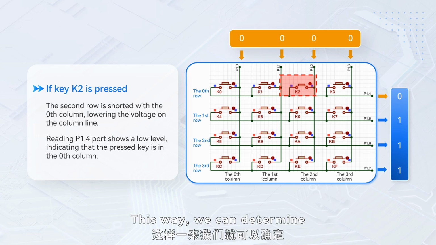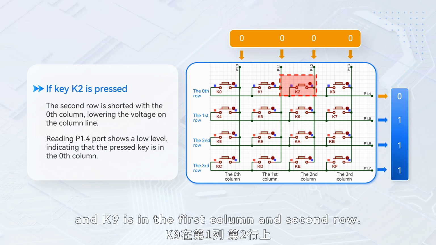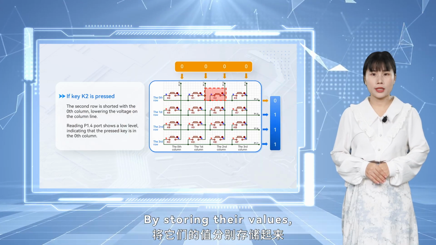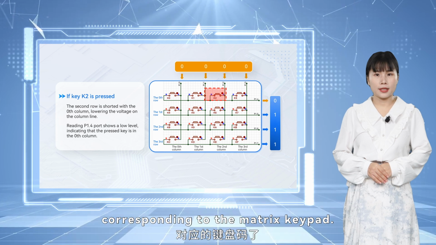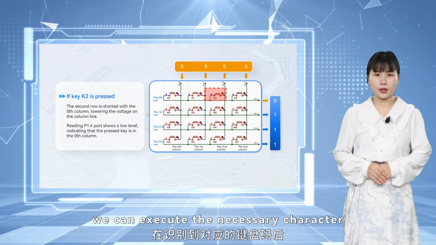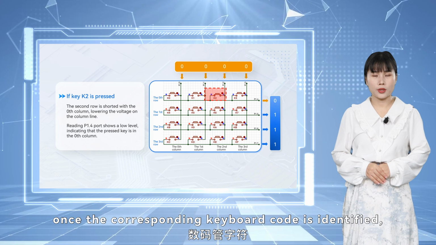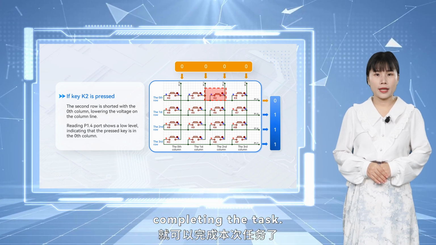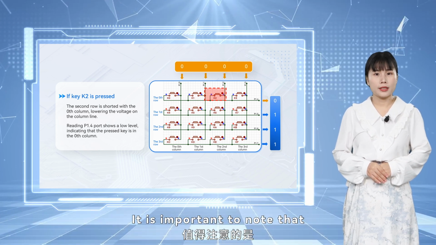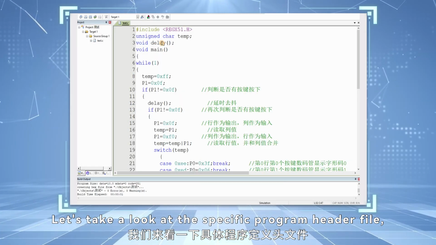This way, we can determine that the closed key K2 is in the second column and 0th row, and K9 is in the first column and second row. By storing their values, we get the keyboard codes corresponding to the matrix keypad. Using a switch statement, we can execute the necessary character to display on the numeric display once the corresponding keyboard code is identified, completing the task. It is important to note that key debouncing and waiting for key release are still necessary. Let's take a look at the specific program header file.